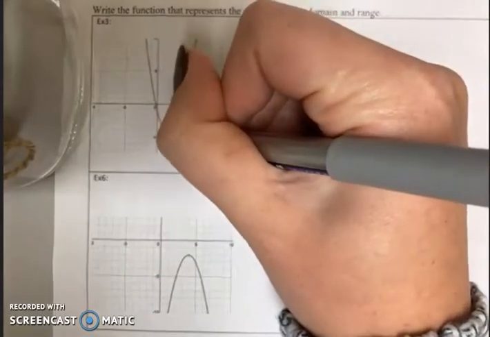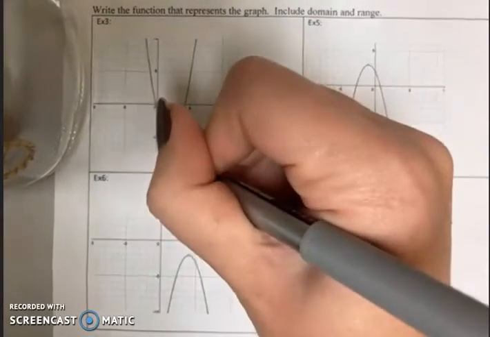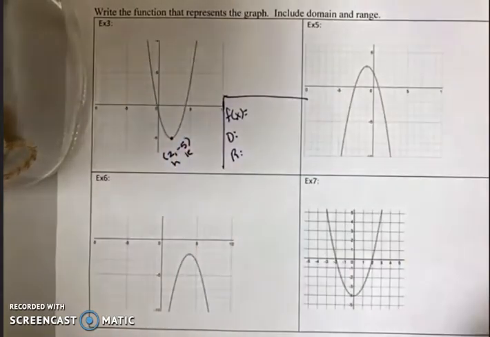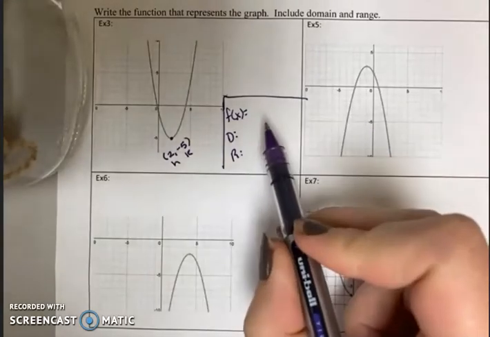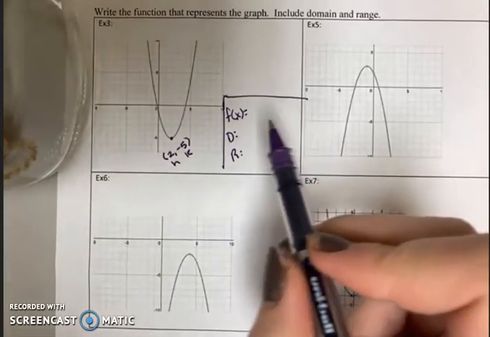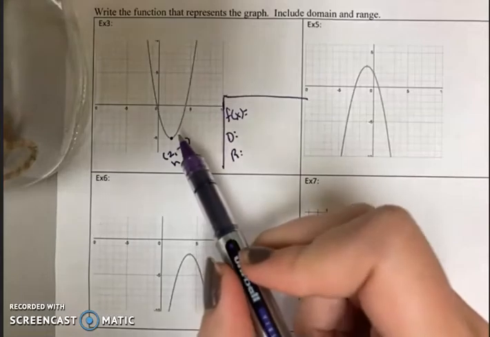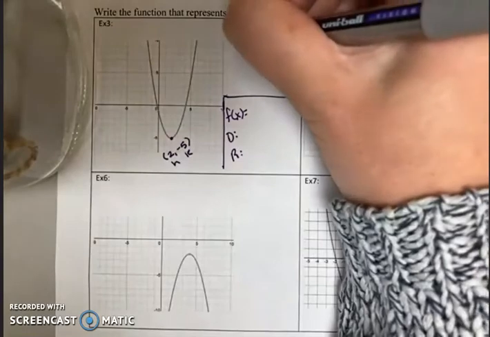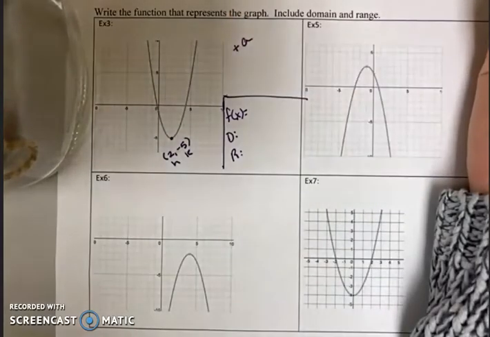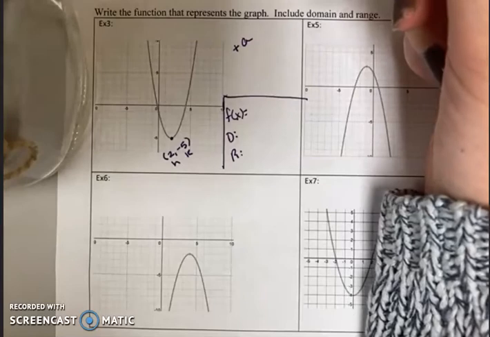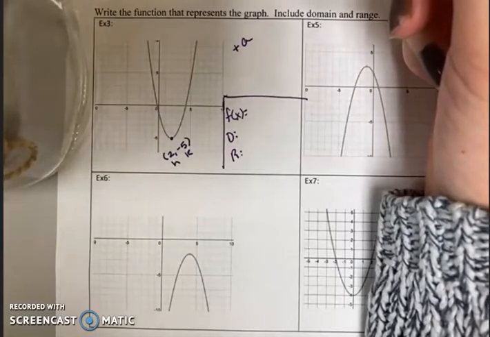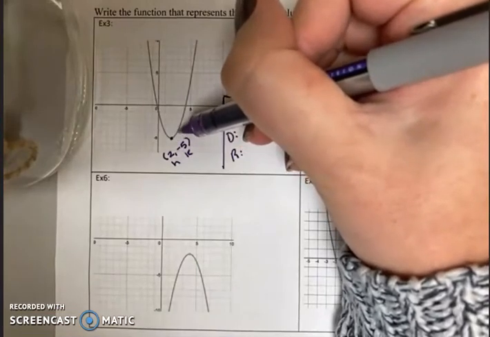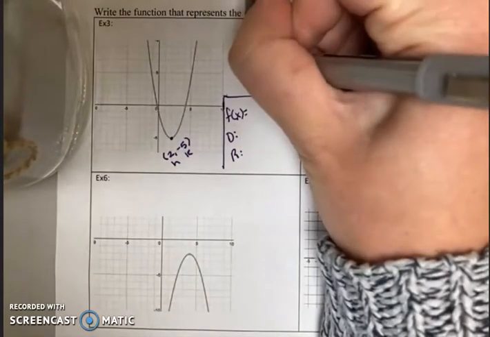Looking at the graph, I see that my vertex is at 2, -5, meaning I know my h and k values. In the function, we have h and k, but we also have an a value out front. Well, looking at this function here, I know that my a value is going to have to be positive because it's opening up. We need to check for a pattern to see what the actual number is. It moves right 1, up 1, meaning a is a positive 1.